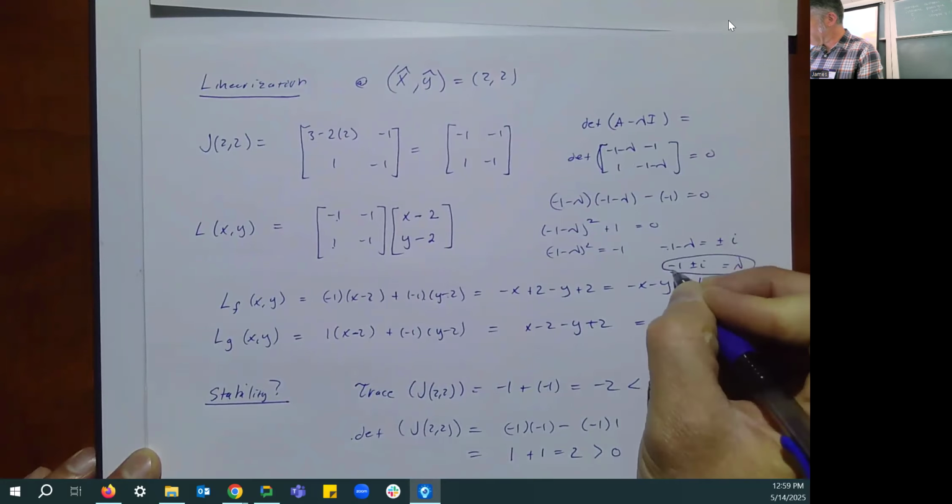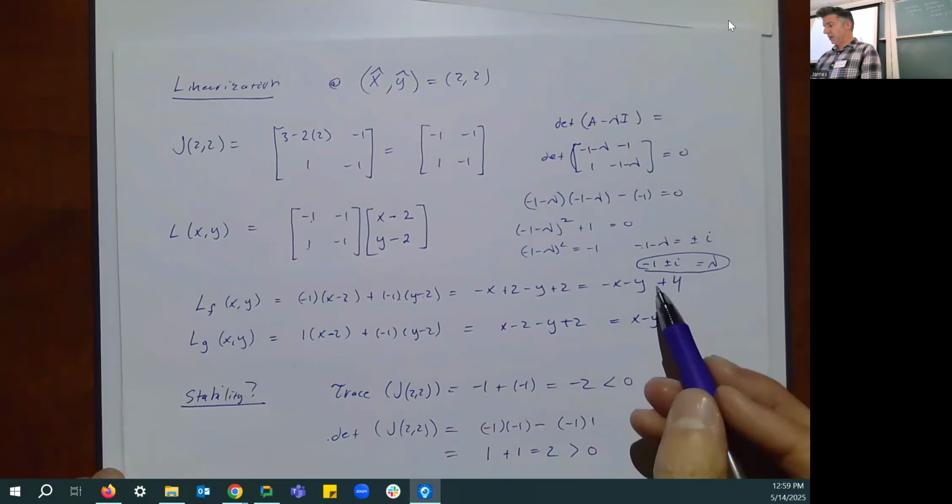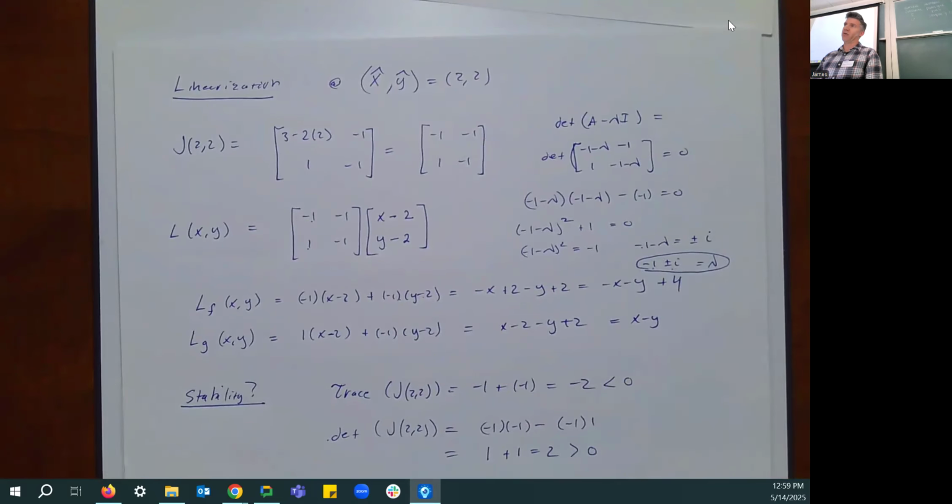So it does look like a stable spiral, which is not surprising. We saw the picture because it's got a negative real part and it has an imaginary part. Cool. So our eigenvalues are matching up with what we said and what we saw. Again, we shouldn't say it's an unstable spiral. We should just say it's unstable locally around the equilibrium 2, 2.